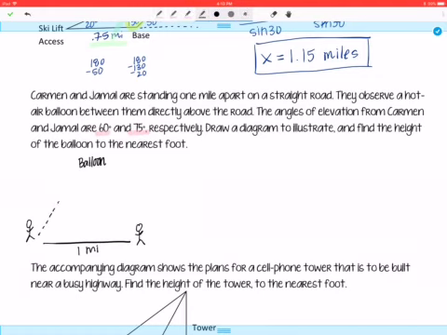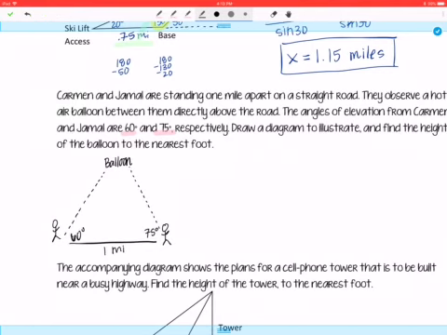So from Carmen, the angle of elevation to the top would be 60 degrees. And from Jamal, the angle of elevation to the top would be 75 degrees. Draw a diagram to illustrate, which we did, and find the height of the balloon to the nearest foot. So essentially, this is what we're looking for. So now if you think about the triangle overall, it doesn't necessarily tell you that the balloon is halfway. So we can't take this 1 mile and cut it in half to say that this is half a mile and this is half a mile.